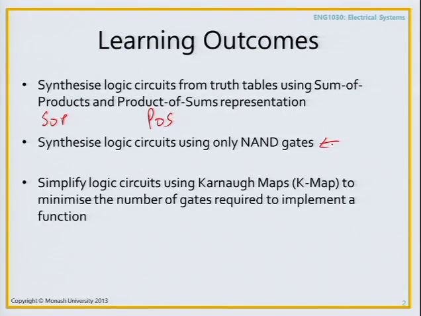Why is that useful? Because you can buy arrays of NAND gates and make connections between them to rapidly create a logic circuit. And finally, a really big important one is to make this efficient. So I'll show you how to simplify any logic circuit into its simplest possible implementation using a method called Karnaugh Maps, or K-Maps for short. Okay? And this will minimize the number of logic gates that you require to implement any function.